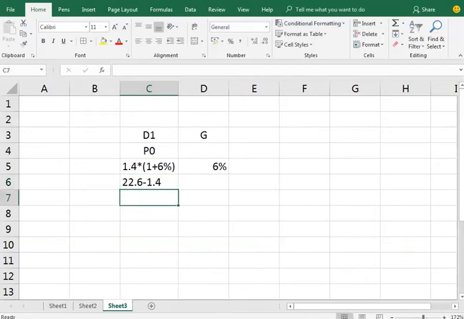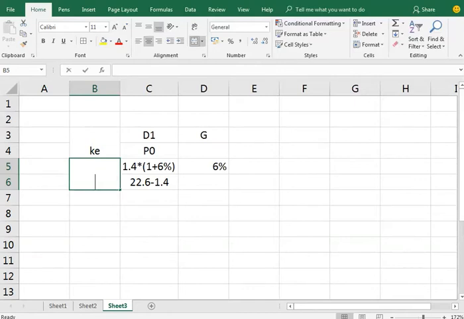Do this and let me know the KE. Both the parts you calculate in percentage.